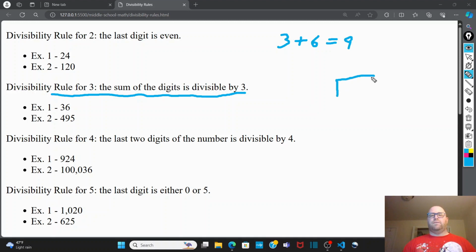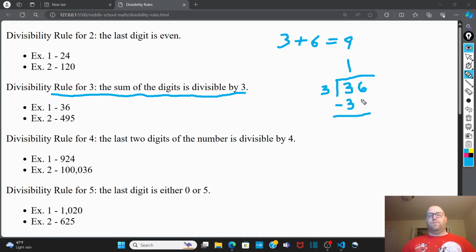Let's now check it, doing some division. It's always good to practice. A lot of students are not good with long division, so I would practice this if I were you. All right, so 3 goes into 36. 3 goes into 3 one time. 1 times 3 is 3.